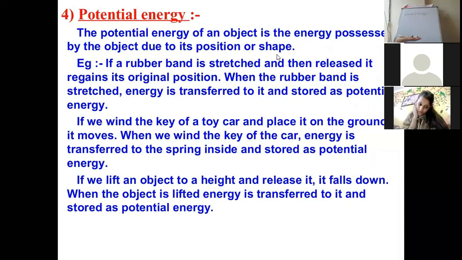How has the same pen gained the energy? While lifting the pen, I have done some work, and that work done has been stored in this pen due to the change in the position. First of all, it was at this height, then it went up to this height. So you can see that there is a change in the position of the object, and the energy possessed by the object due to its position is called potential energy, right?